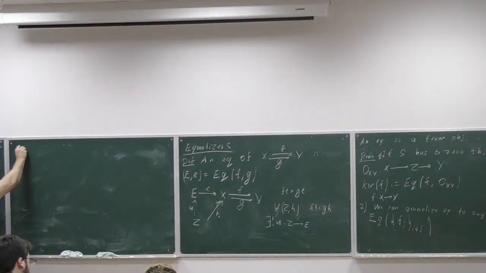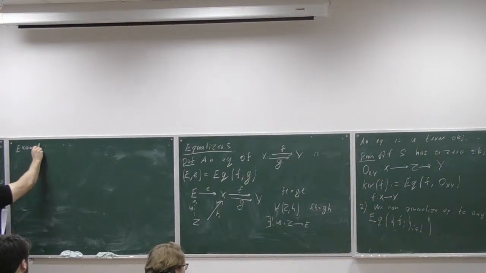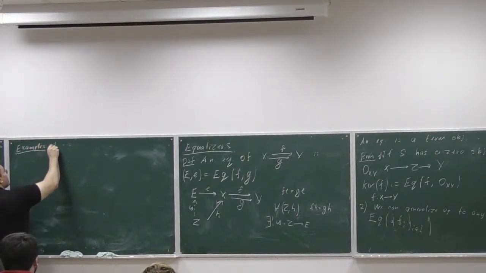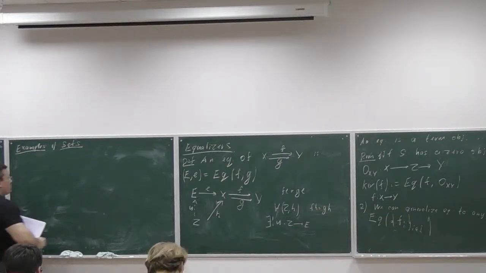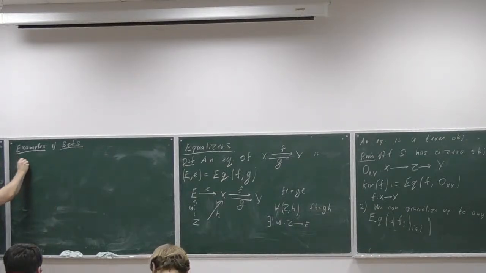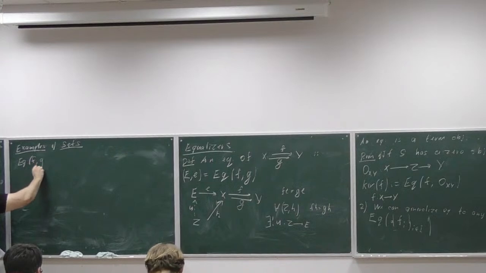Examples. Let's start as before with the category of sets. So what's the equalizer of two maps in the category of sets?